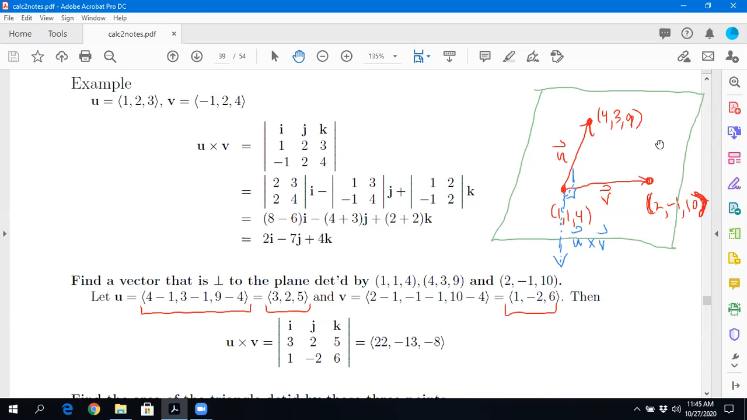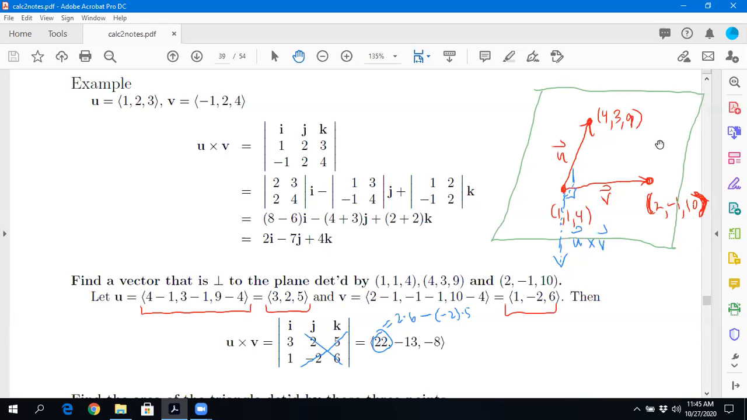Okay? So I put these things into the little matrix form that we've been using. I put 3, 2, 5 as the first vector in there after the IJK row, and 1, negative 2, 6 is the second one. How do I get this 22? Well, it's going to be 2 times 6 minus negative 2 times 5. That's the same thing as 12 plus 10. You see what I'm saying? So this 22 right here is 2 times 6 minus negative 2 times 5. And that's how you get 22.